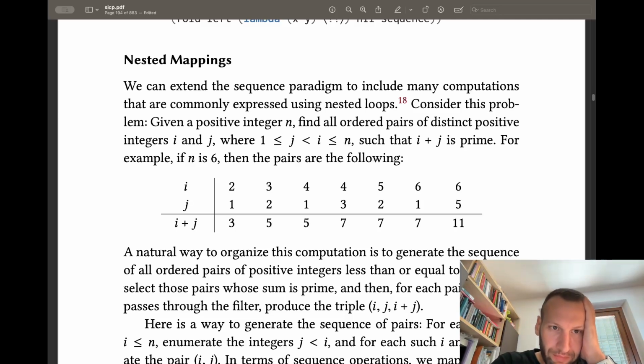Consider this problem. Given a positive integer n, find all ordered pairs of distinct positive integers i and j, where 1 is smaller than j, which is smaller than i, which is smaller or equal to n, such that i plus j is prime. For example, if n is 6, then the pairs are the following.